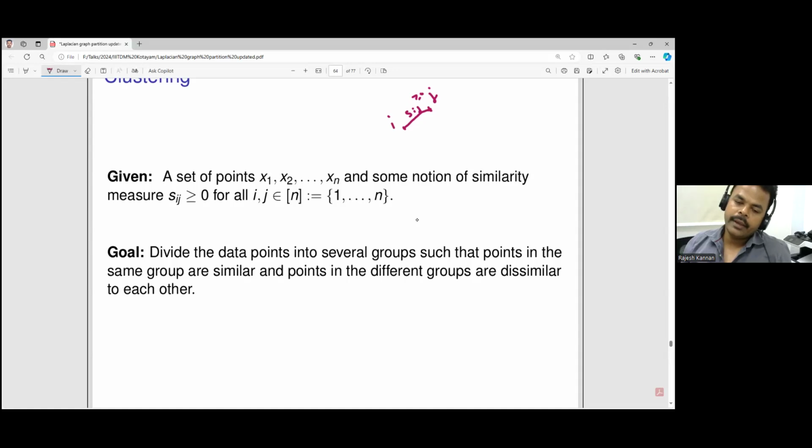Suppose I give you 1 lakh data points, and I want to group them into 1,000 groups or 100 groups. How to group them with respect to the similarity measure? This is one of the routine, classical problems in clustering. Divide the data points into several groups such that the points in the same group are similar and the points in different groups are dissimilar to each other with respect to this similarity. Again, this is not an easy problem.